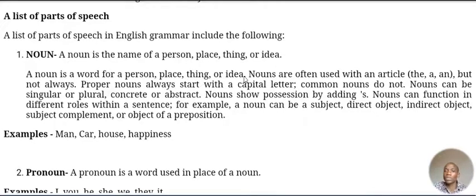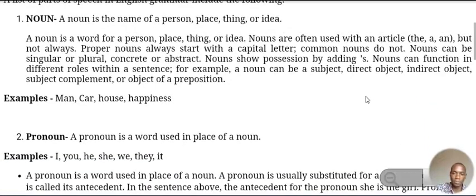Proper nouns always start with a capital letter. Always when we write or spell a proper noun, we start with a capital letter, but a common noun does not. A noun can be singular or plural, concrete or abstract. Nouns show possession by adding s. A noun can function in different roles within the sentence. For example, a noun can be a subject, a direct object, an indirect object, a subject complement, or an object of a preposition. Examples of nouns: man, car, house, and happiness.